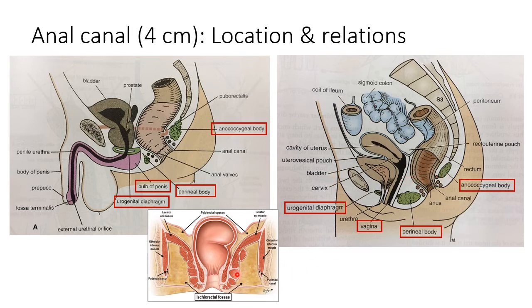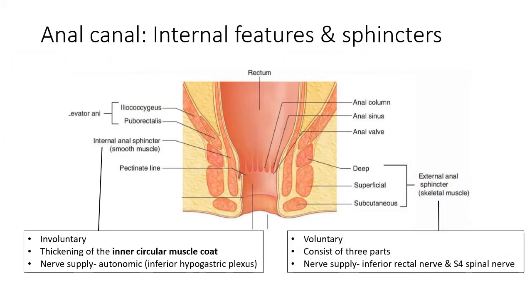This image shows you the lateral relation of the perineal or the anal canal, and this is called the ischiorectal fossa. So this is the ischium, the part of the hip bone, and that's the rectum. So this space is called the ischiorectal fossa, which includes a lot of fat and other structures that you will do when you do the perineal lecture. Internal features of the anal canal.